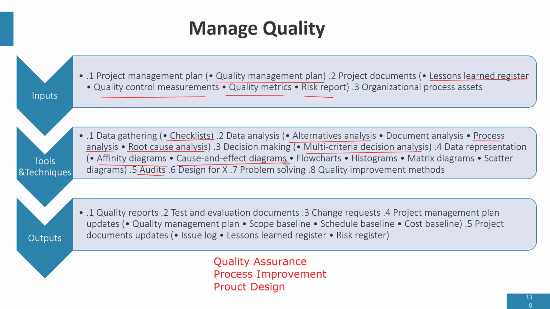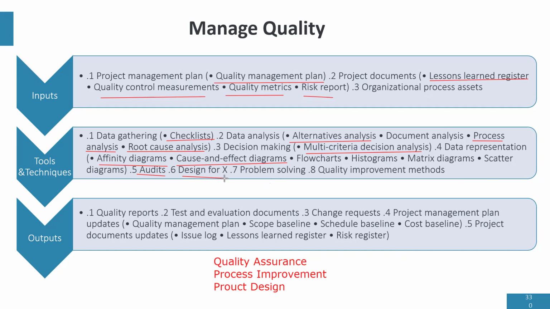The cause and effect diagram is the Ishikawa diagram. Right. You can also use flowcharts, histograms, matrix, scatter diagrams, and audit. And that's what we're saying here. Now, design for X is where we design for certain attributes.